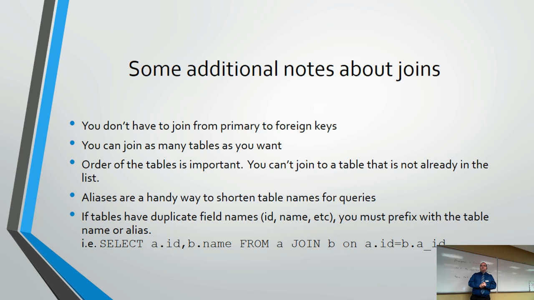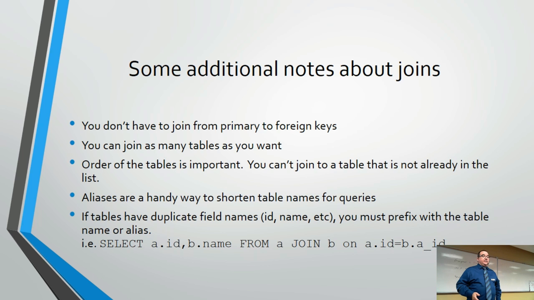Aliases are an easy way to shorten table names for joins, because after a while, the table names get kind of ridiculous. Also, if tables have duplicate field names, you have to start using a table prefix. It's a syntax you haven't seen yet. I've got an example on here. Usually you'll have problems when you're dealing with primary keys, especially if you're using the naming conventions I've forced you guys to use. If every table has an ID column, and you tell it to sort or to have a where clause on the ID, and you have ID in more than one place, it's going to say, dude, which one do you want to deal with? That's just how it is, because it's an ambiguous clause at that point, because it doesn't know.